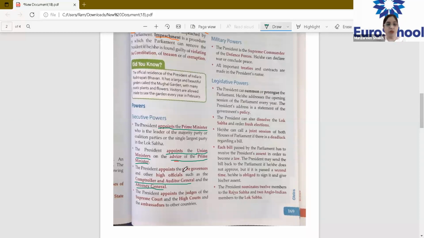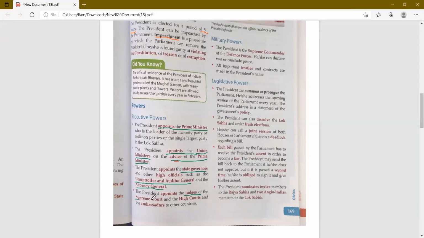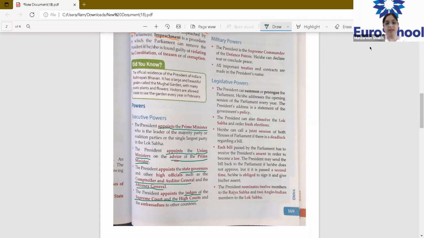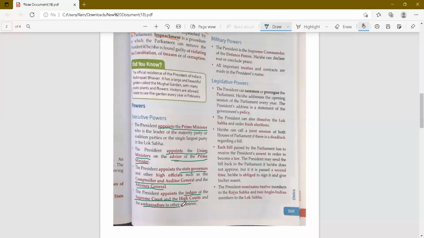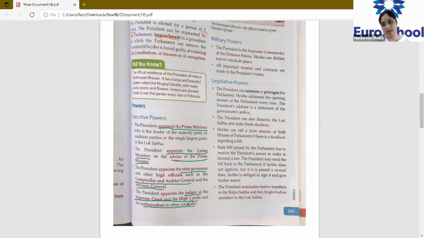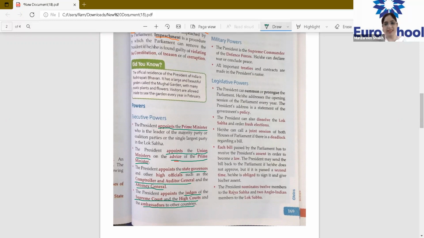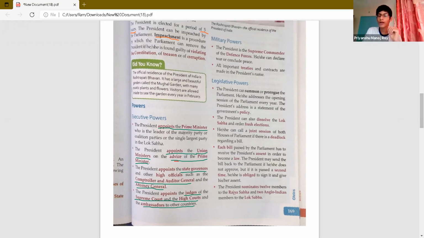Now the fourth point: the president also appoints the judges. Which judges? The judges of the High Court and Supreme Court, and the ambassadors to other countries. Who will tell me what ambassadors are? This is so simple. People who, on behalf of a country, visit other countries. Right, representatives. You can call them that.